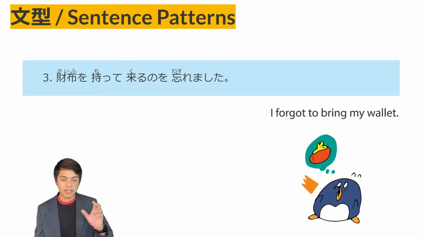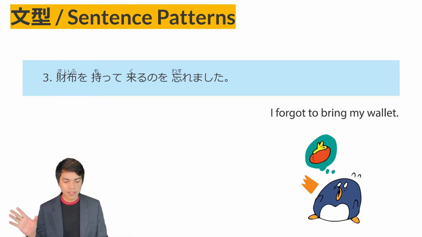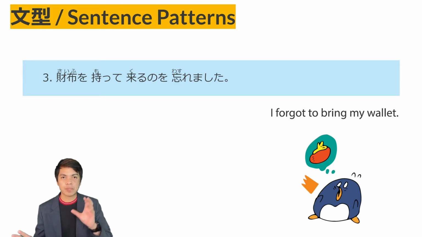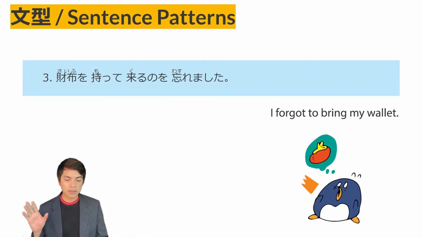Particle no and particle o. So we can follow the object o verb pattern from our previous lessons. The object here is a verb with the particle no, so it becomes a noun. So we can use it as an object. Then particle o, wasuremashita, I forgot. So if you want to say that you forgot to do something, like in this sentence, he forgot to bring his wallet. So, saifu o motte kuru no o wasuremashita.